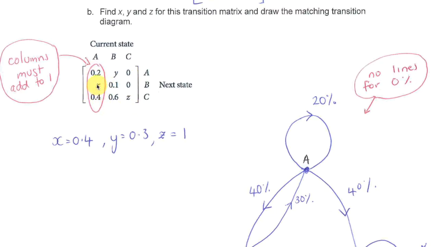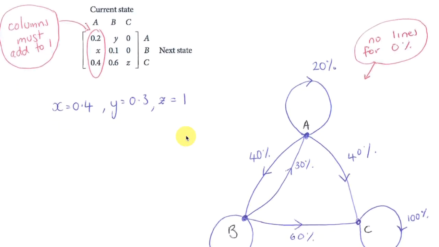So we've got an unknown X, and obviously X needs to be equal to 0.4 so that this column adds up to 1. An unknown Y, and that needs to be equal to 0.3 so that this column adds up to 1. And an unknown Z, and given that these are both zeros, Z itself needs to be 1 so that it adds up to 1. And we need to show this as a transition diagram.